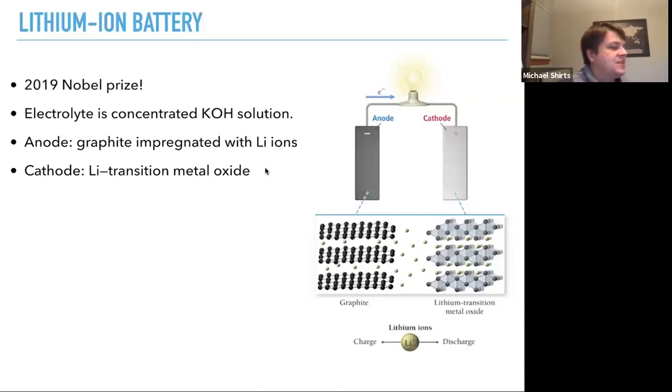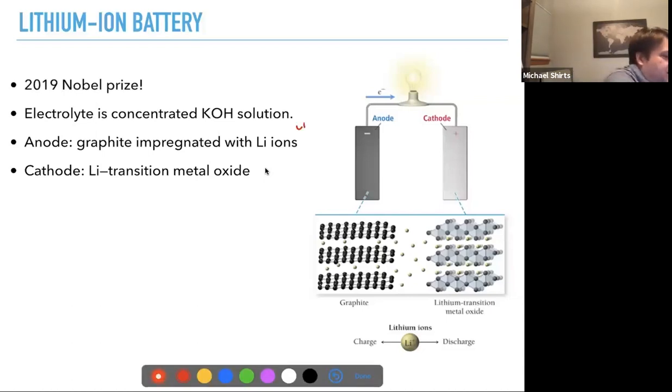The cathode is a lithium transition metal oxide. The lithium is oxidation state 0 here. In its uncharged state, the lithium is in the lithium transition metal oxide. When you charge it up, you pull the electrons out and the ions migrate over to the graphite. Then when you discharge it, the electrons flow back into the cathode and the ions migrate from the graphite back over to the lithium transition metal oxide to join them.